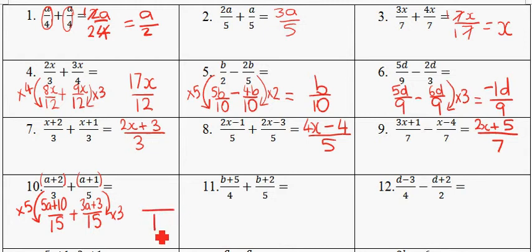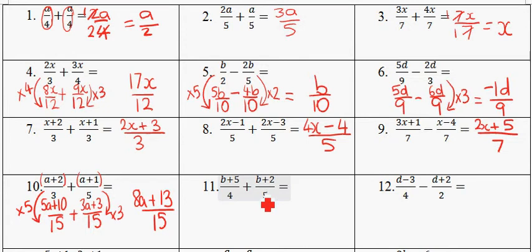And combining the same denominator and being careful with our numerators, 5 apples plus 3 apples, 8 apples. 10 plus 3 is 13. And no obvious further cancelling there.